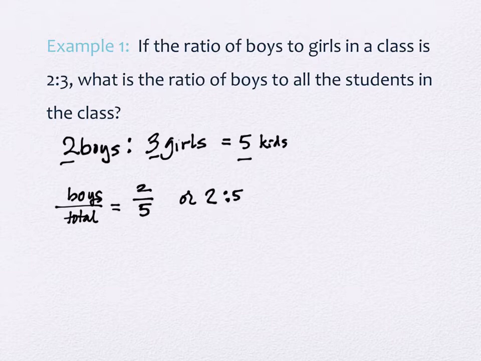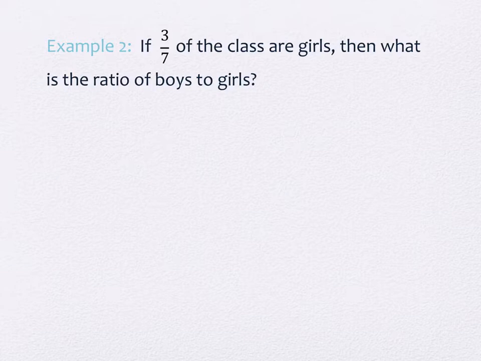So this one, as it's written now, is saying that for every 2 boys, that's happening out of every 5 kids. Whereas the other one said for every 2 boys, there are 3 girls. So we're going to do the other one that goes the other direction. It says that 3 out of 7, 3/7 of the class, are girls. Then what's the ratio of boys to girls?